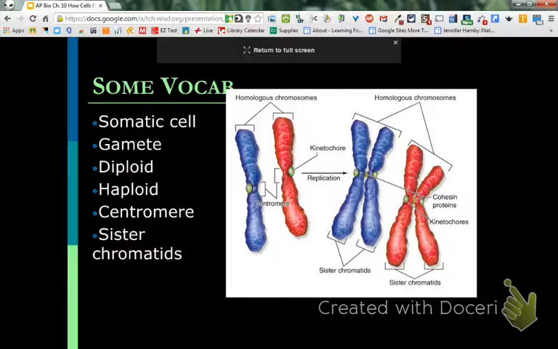But remember, you get a copy from each parent. So you have to make a copy of the dad chromosome and a copy of the mom chromosome. So when you go through mitosis, not only are you separating out the mom and dad chromosome, you're separating out 1 chromosome from the mom and 1 chromosome from the dad.